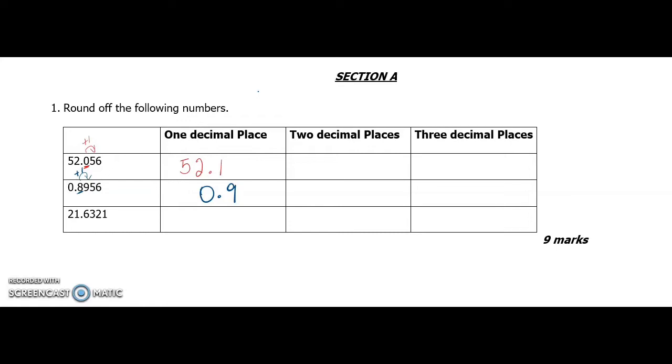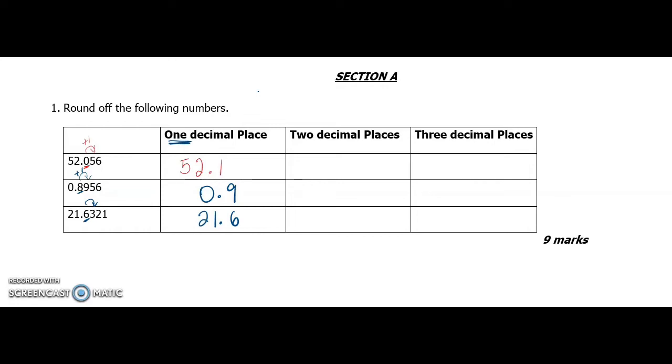The third number here I have is 21.6321. My target number is 6. When I look to the right of my target number, I see the number 3. It is less than 5, so I'm just going to allow my answer to remain as it is. I'm not going to add anything and I'm not going to make it any smaller. So now I have 21.6. When you look at these answers, you should observe that there's only 1 digit after the decimal point. You don't have more than 1 digit because it says 1 decimal place.